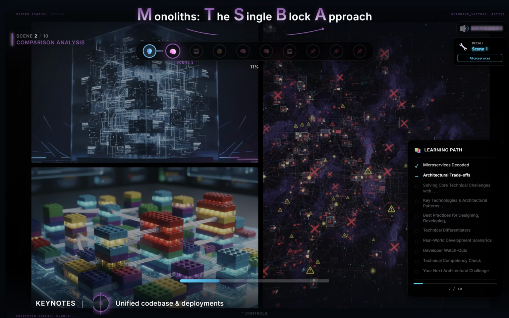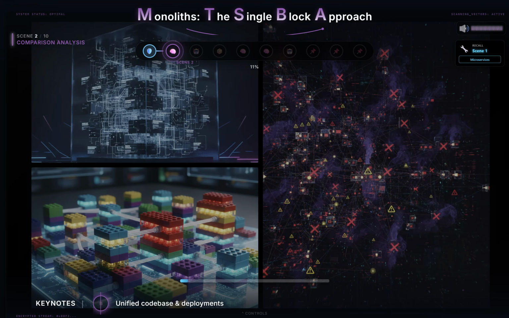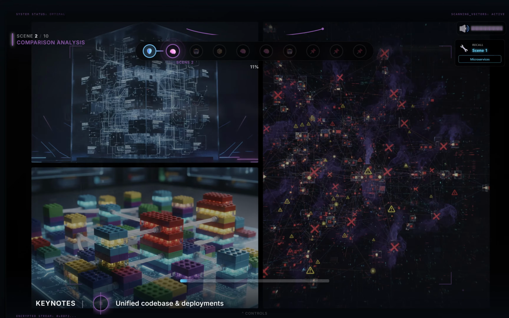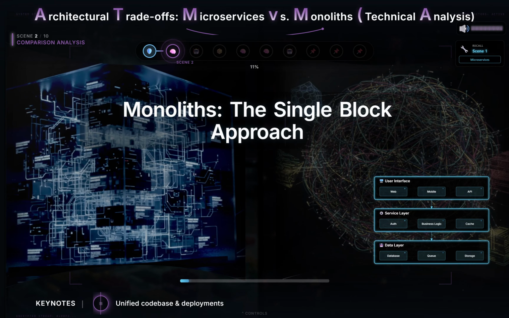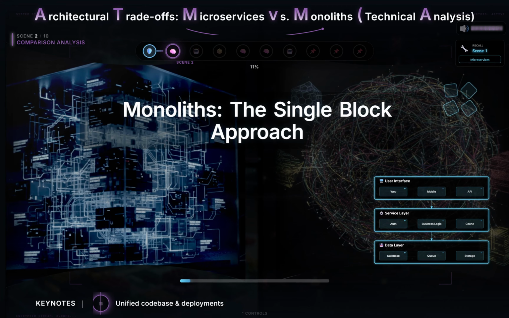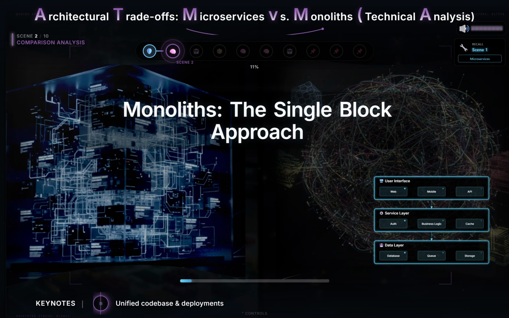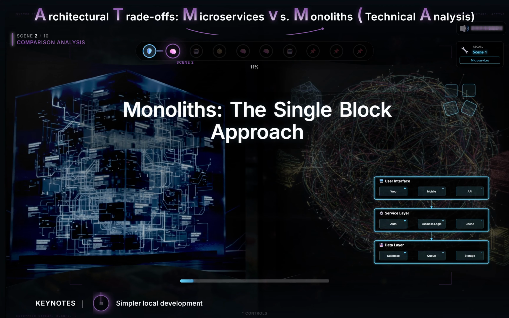Alright, so in our last session, we decoded microservices, understanding their core principles. Now, let's get into the why. The critical trade-offs that truly drive architectural decisions for us developers. We can't just jump to microservices without truly appreciating what we're moving from, right? Often, that starting point is the venerable monolith.